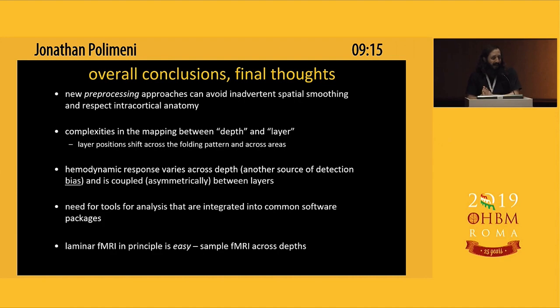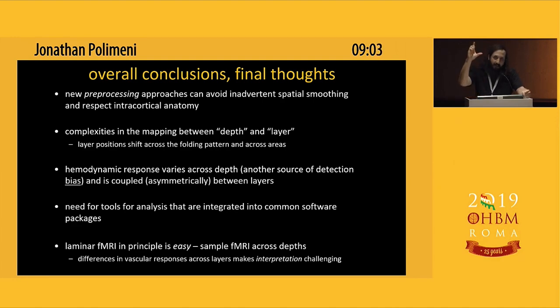And so, final thought: in principle, laminar fMRI is easy, right? All we have to do is sample the signal across depths and see what we find. But the challenge in laminar fMRI is the interpretation. The differences in the vascular responses across layers, plus this coupling that I mentioned, make the interpretation really challenging. It's really hard to infer the underlying pattern of neural activity from these laminar fMRI signals. But I do think that if we can address these challenges, laminar fMRI has a lot of potential for giving us new, fundamental insights into human brain circuitry and function.